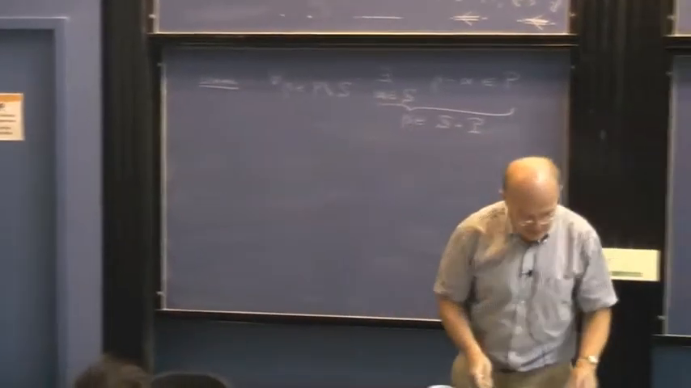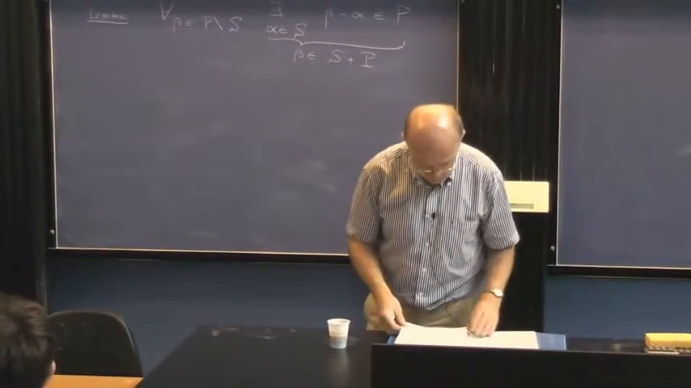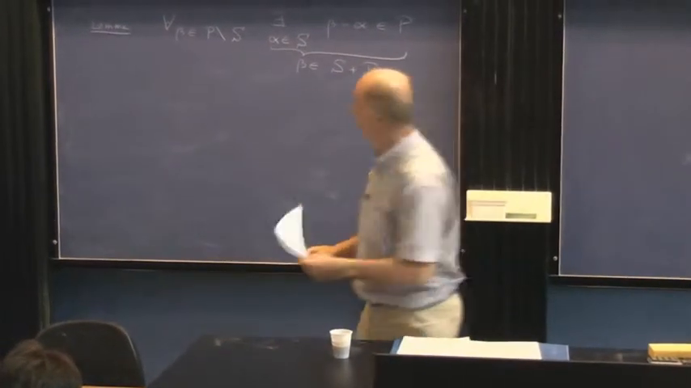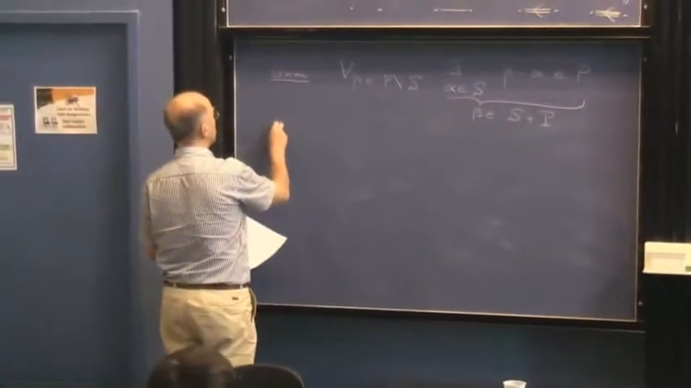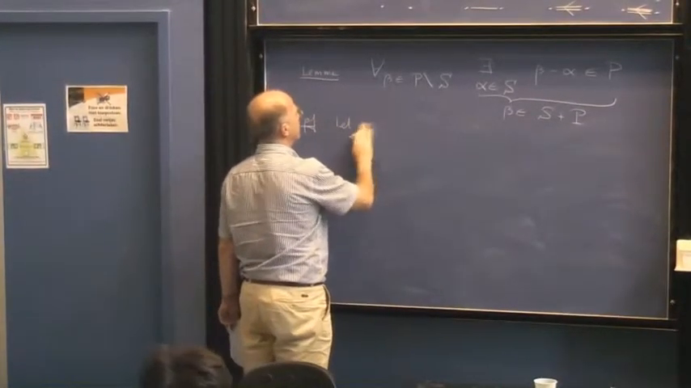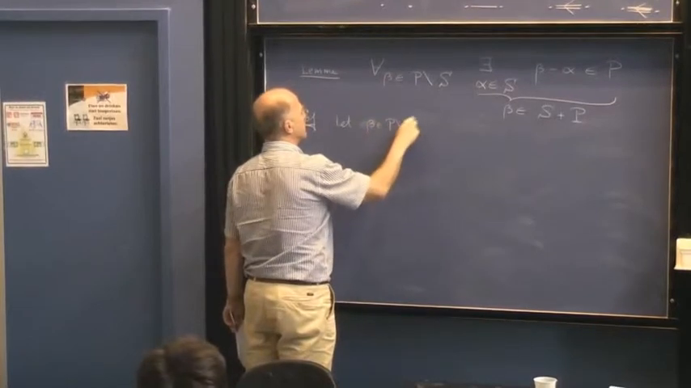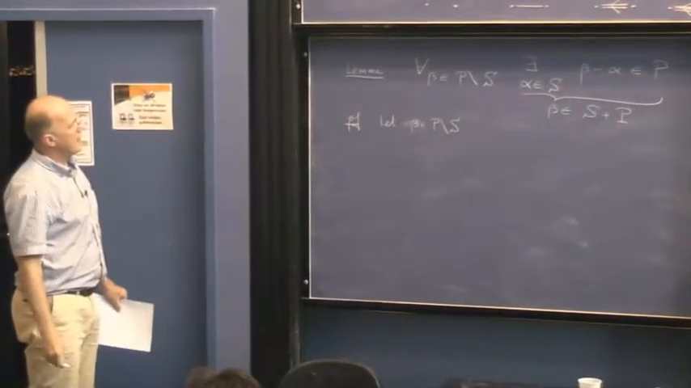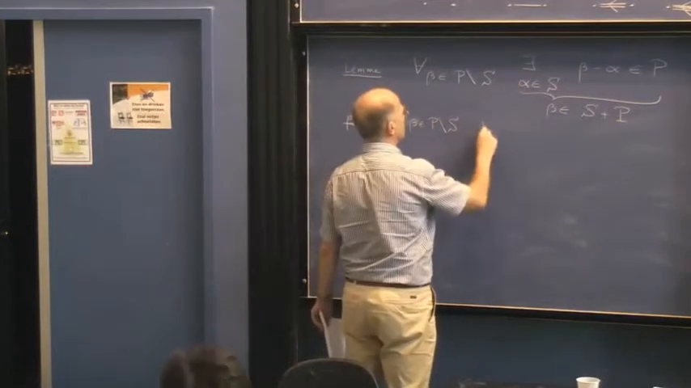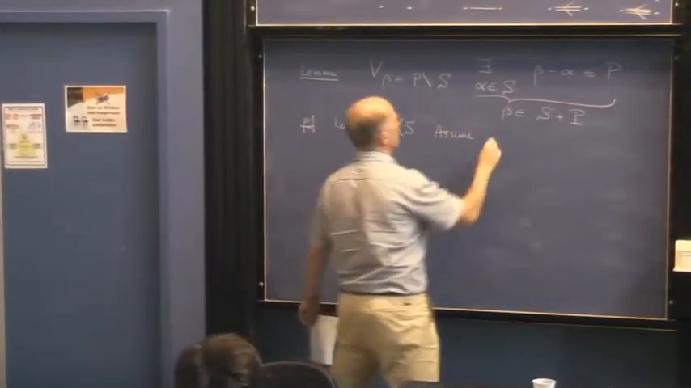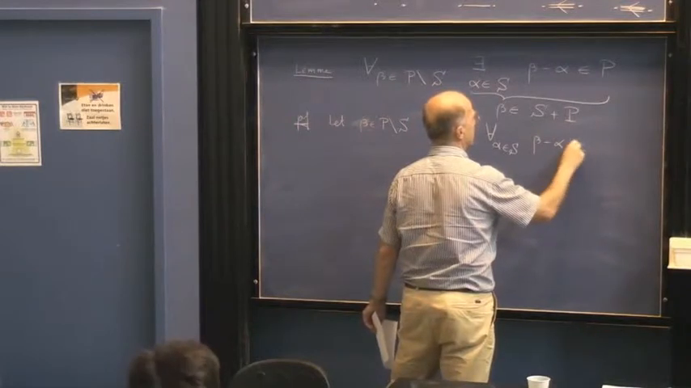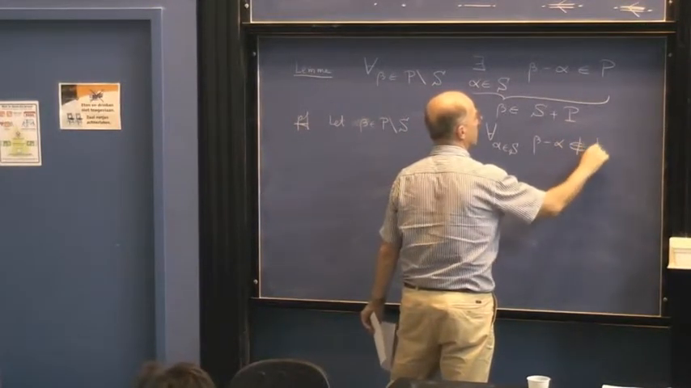But first let's prove this lemma. So let beta be a positive root, but not simple. Now assume that the statement is not true, and then I will arrive at a contradiction. Assume that for all alpha in S, beta minus alpha is not a positive root.